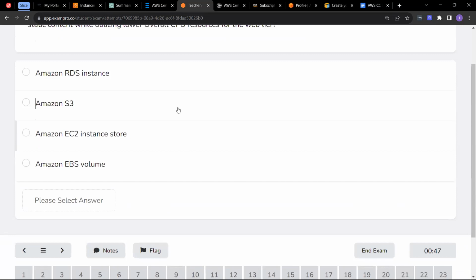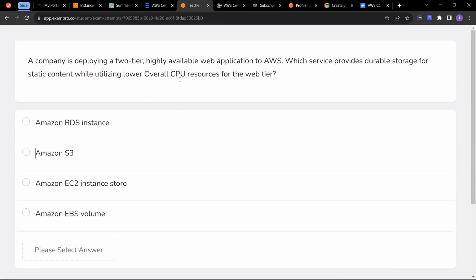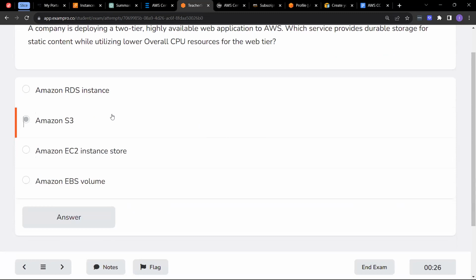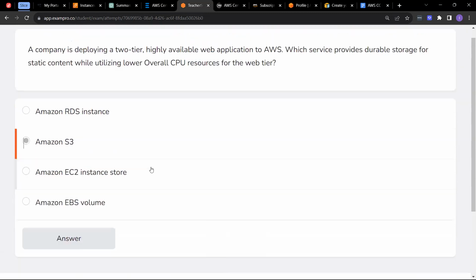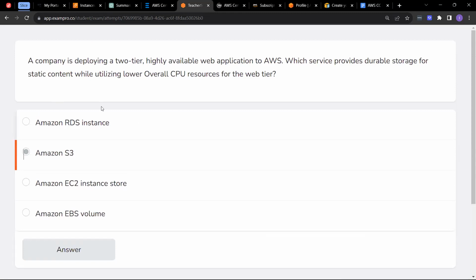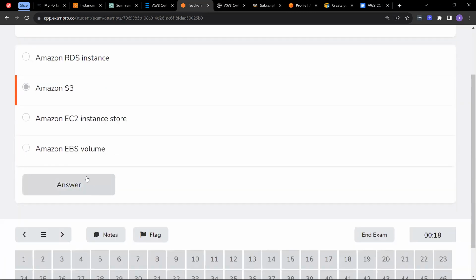49. Okay, that's the last question. A company is deploying a 2-tier highly available web application to AWS. Which service provides durable storage for static content? So static content, we are looking at S3. S3, and well, it's just one for the web tier. So for static content is S3. So it can be a picture. Yes, static content. It's not EBS, right? Okay. No, it's not EBS. Yes, it's S3. Okay.